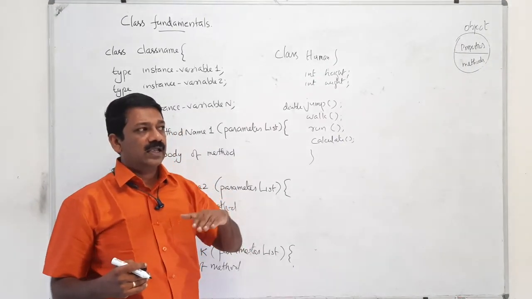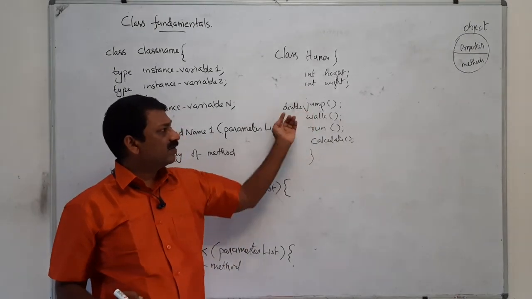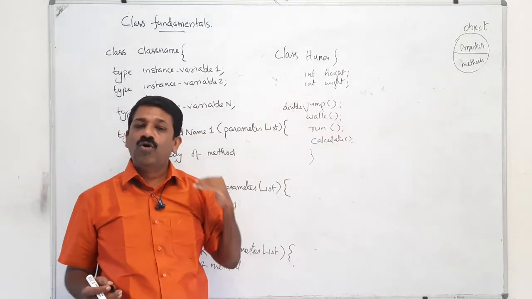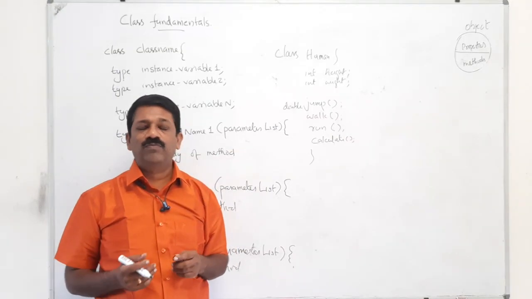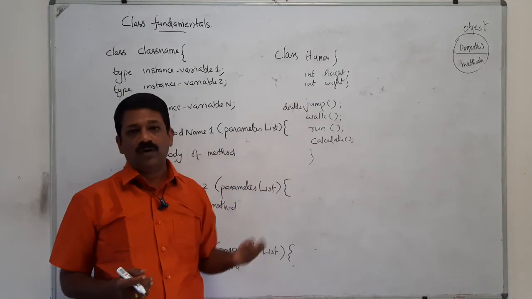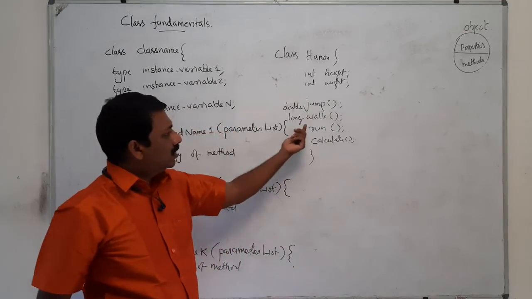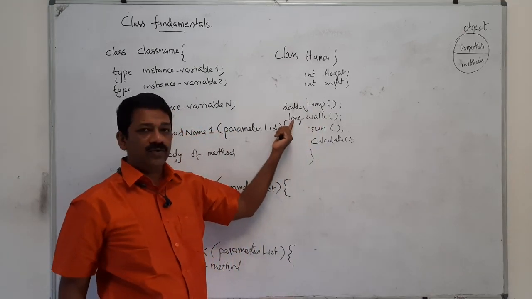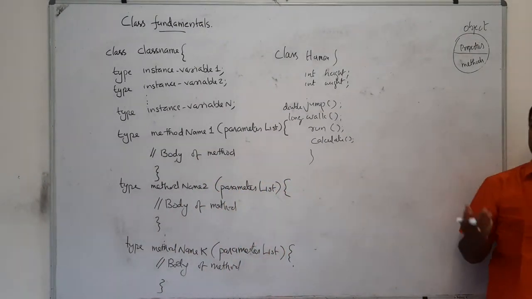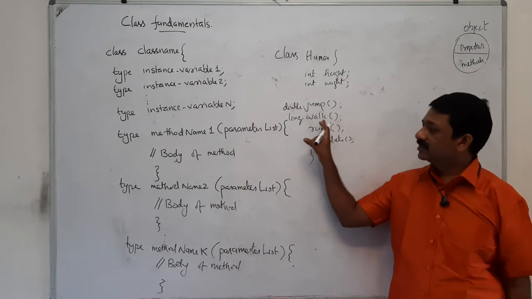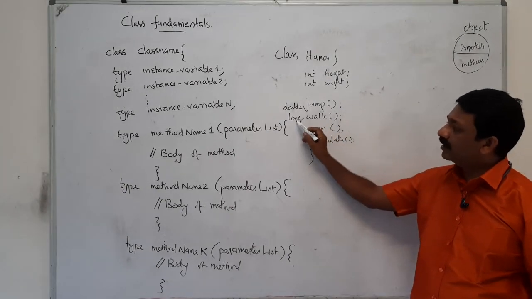Suppose I can jump 1.5 meters, then when this jump function is executed, it will return 1.5. Walk means how many kilometers or how many miles this person can walk. Suppose this is a long value, then this walk will return a long value, and that value is how many kilometers or miles this person has walked in a day, something like that. That means when this is executed, it will return a value.